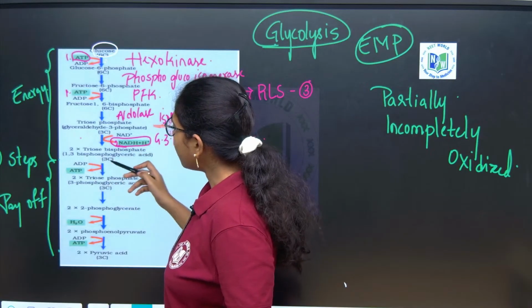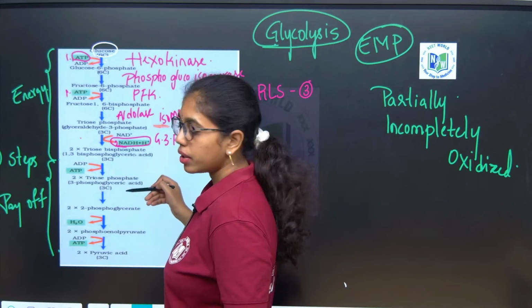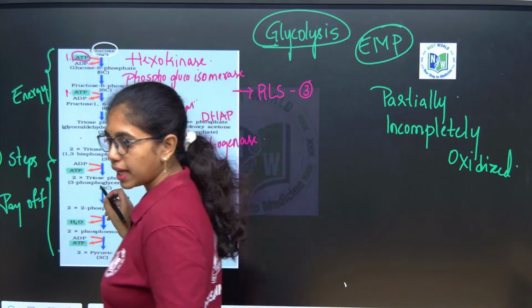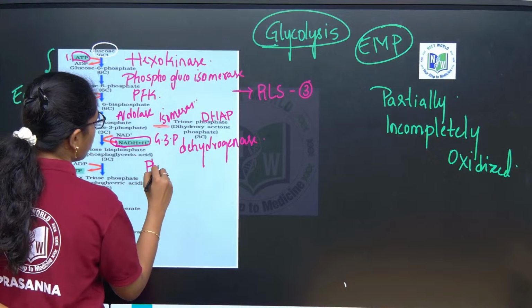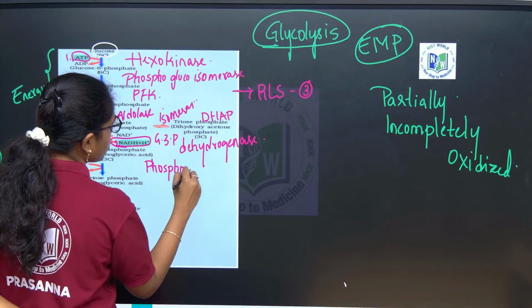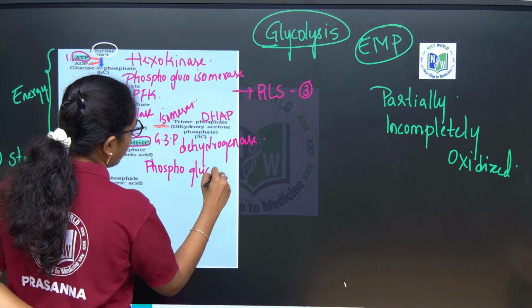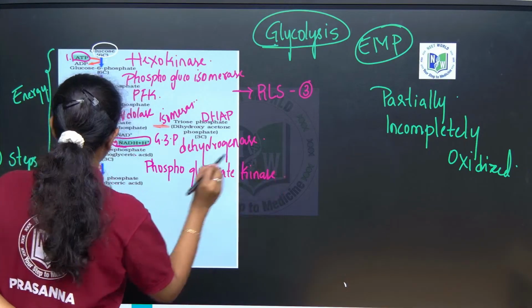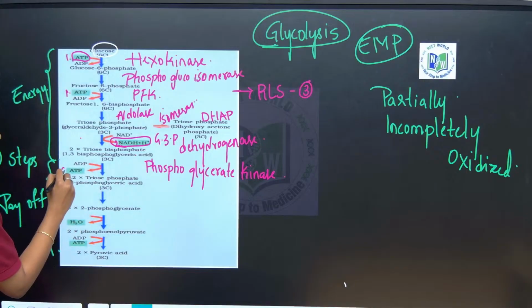Next, 1,3 bisphosphoglyceric acid to 3 phosphoglycerate. This is catalyzed by the enzyme phosphoglycerokinase. Phosphoglycerate kinase also you can call it as. Fine. Here also how much energy is released? 2 ATP is being released.